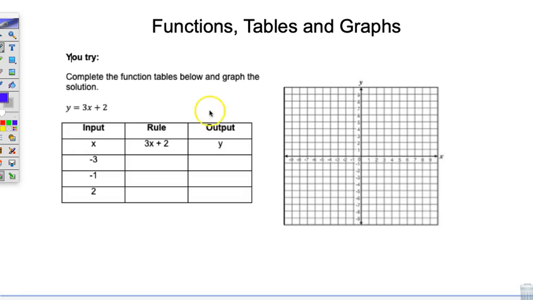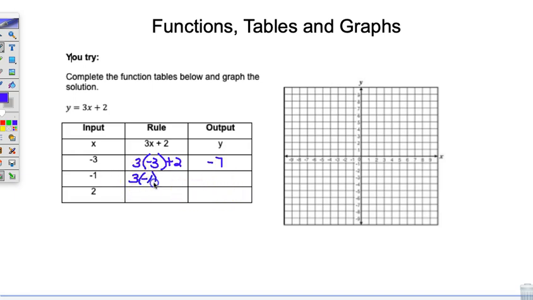So in this example, our rule is 3x plus 2. You can see that here in the center, and they did give us all of our input values, or x values. So let's replace the first x with a negative 3 and keep the rest of the rule. If I do this problem, 3 times negative 3 is negative 9, plus 2 more would give me a negative 7.